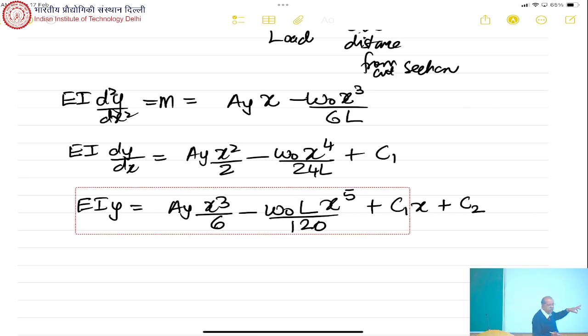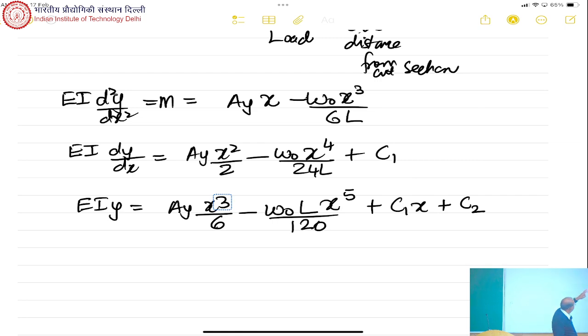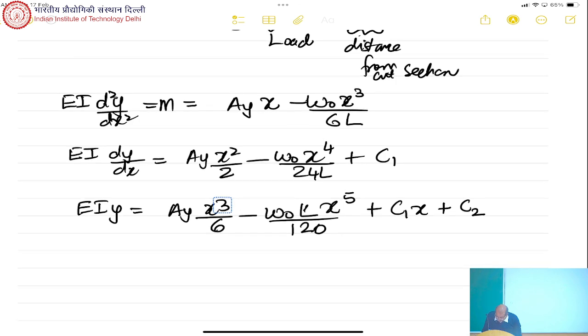Is there any mistake? Pardon? L should be... no, L should not be there. One minute. Not the denominator, sorry. L should be in the denominator, that's right. I had written this wrong deliberately; I wanted somebody to catch the mistake.